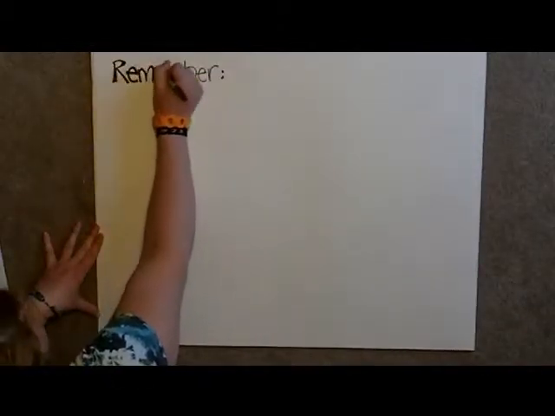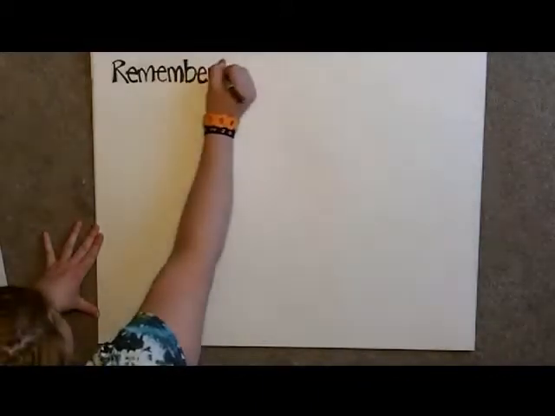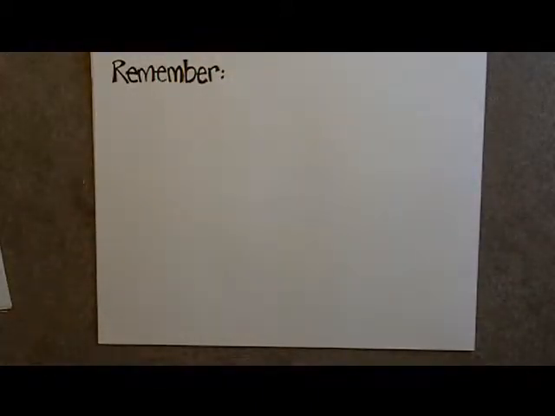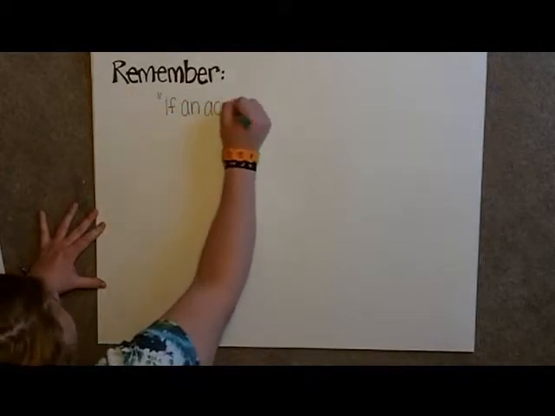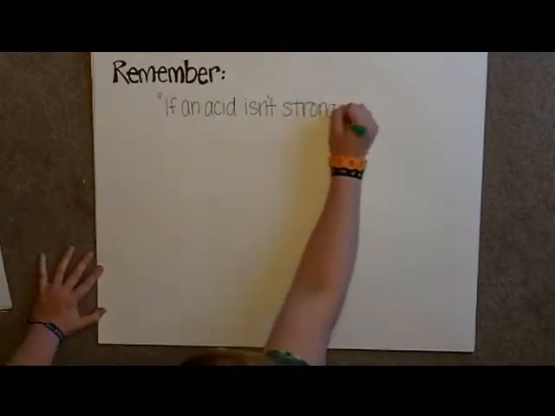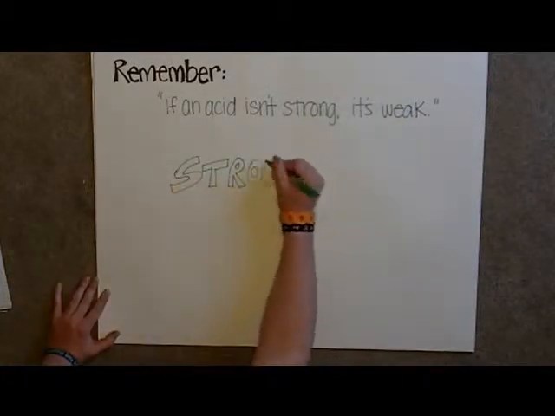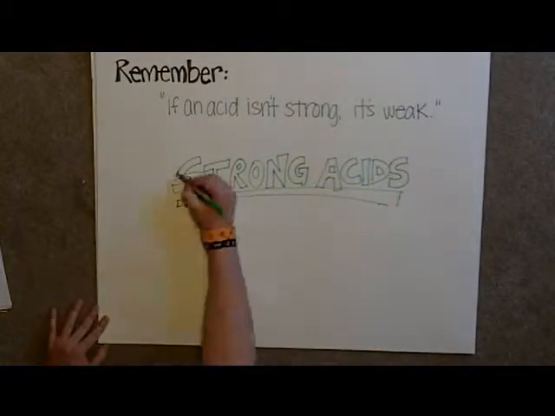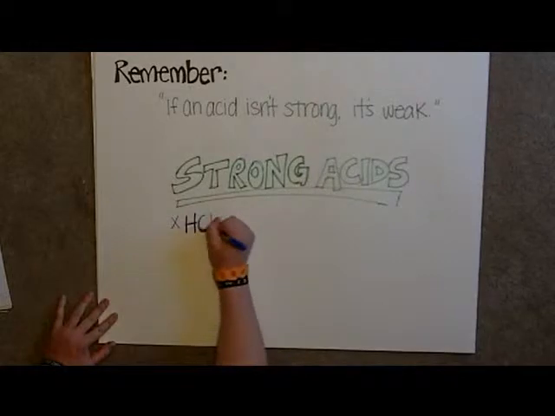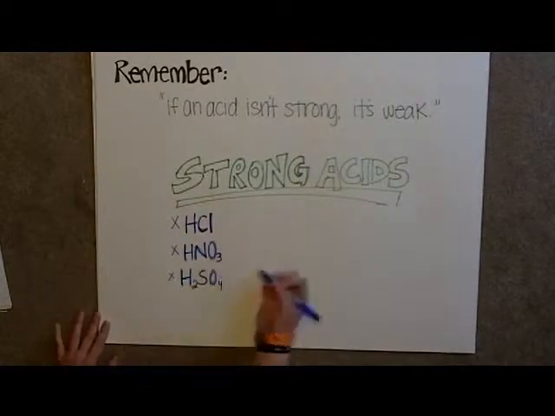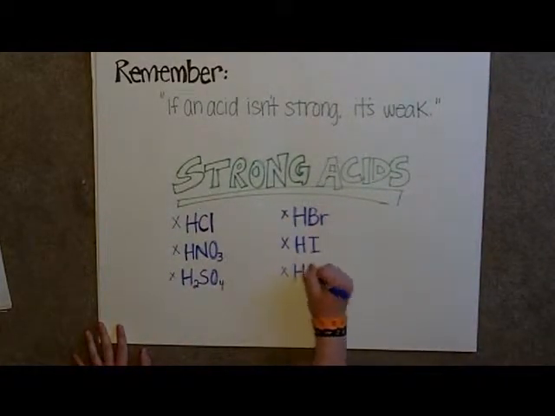Instead of memorizing the strength of every acid, we can just remember one rule. If an acid isn't strong, it's weak. This comes in handy since there are only 7 strong acids that we need to know. Strong acids include hydrochloric acid, nitric acid, sulfuric acid, hydrobromic acid, hydroiodic acid, chloric acid, and perchloric acid.